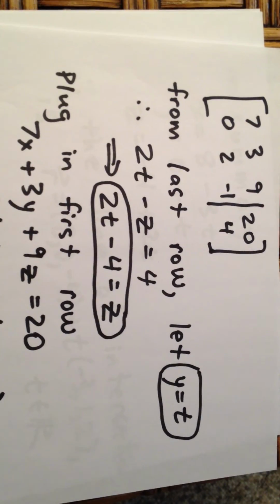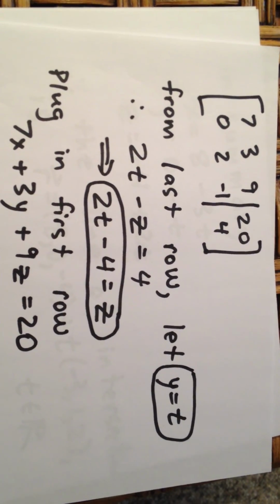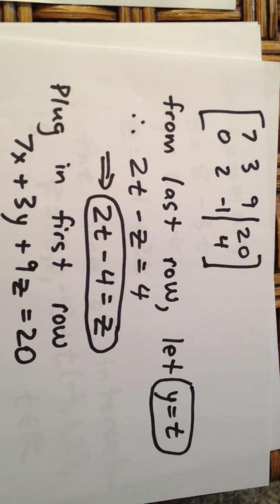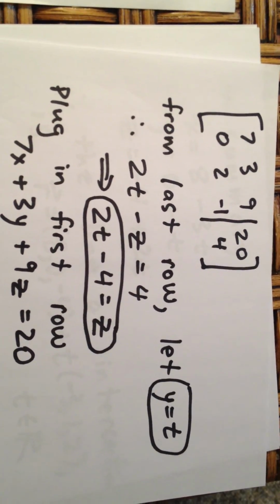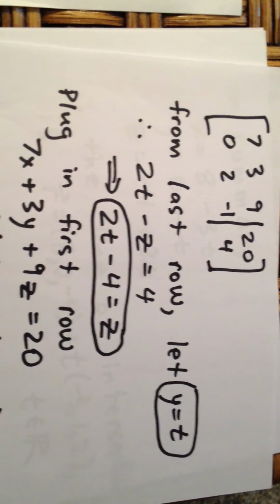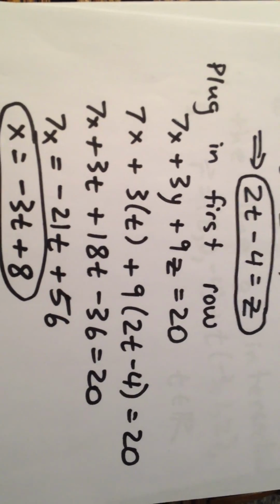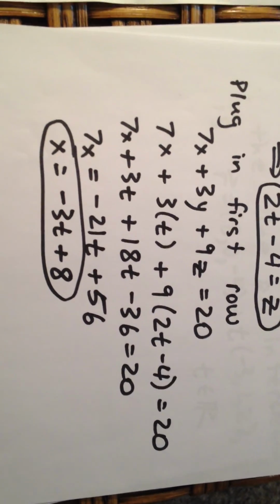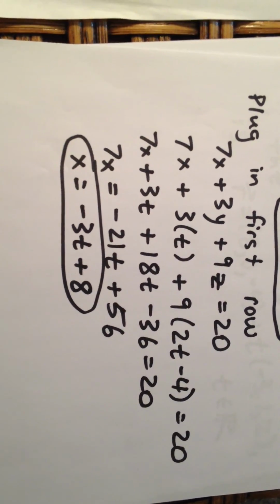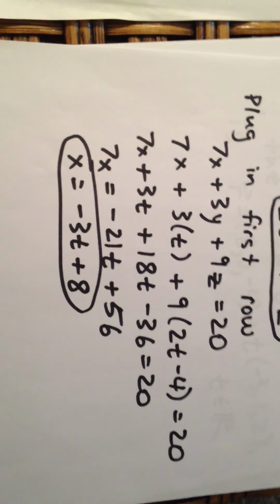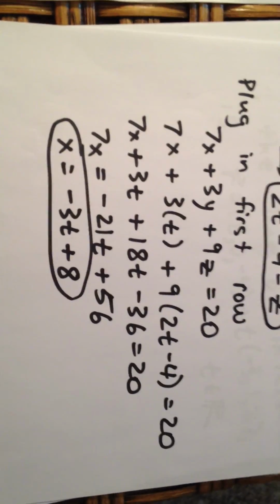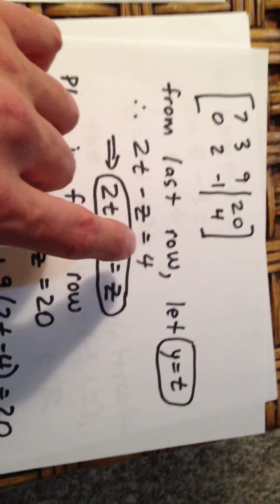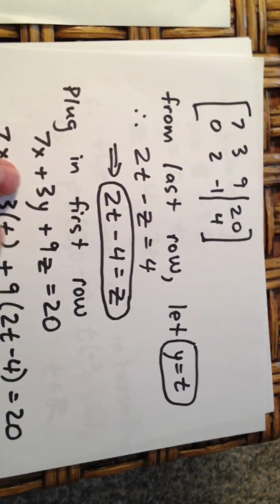We can let y equal t. That'll be our parametric equation for y. Subbing that in to 2t minus z equals 4 leads us to z equaling 2t minus 4. We can plug that into the first row and solve for x. And we end up with x equaling negative 3t plus 8. So we have three parametric equations. x is negative 3t plus 8, y is t, and z is 2t minus 4.